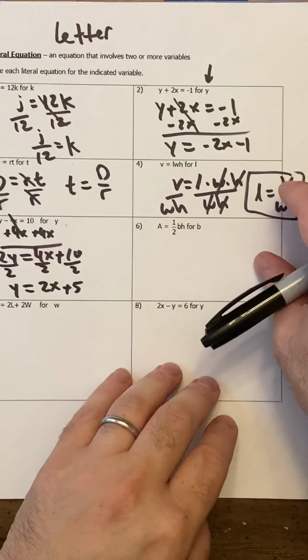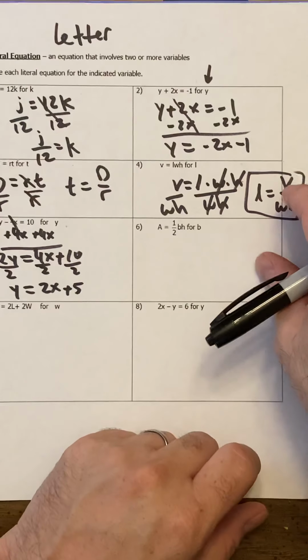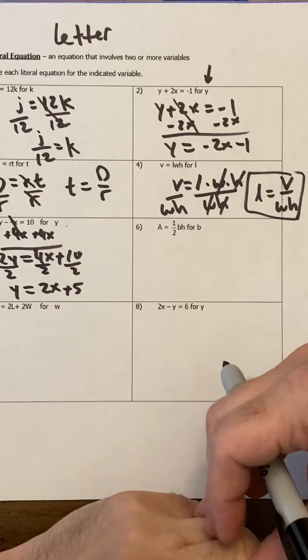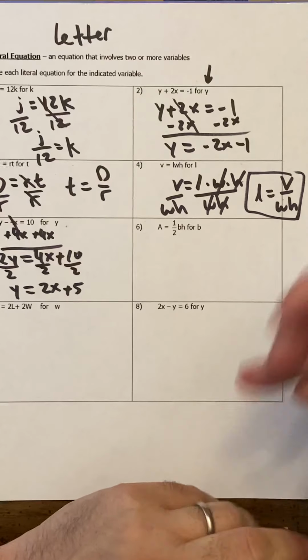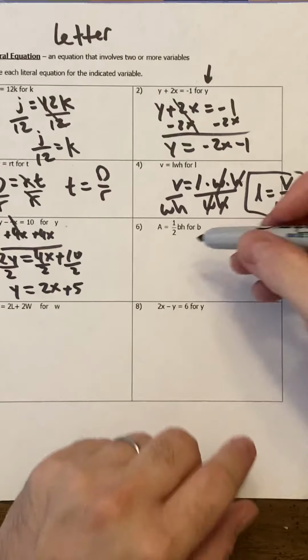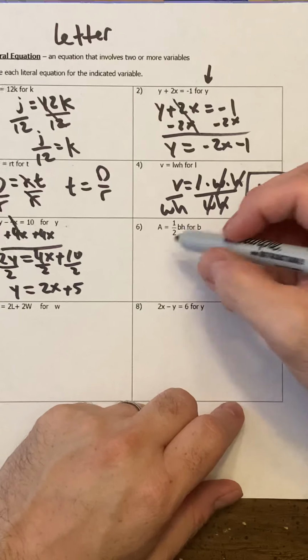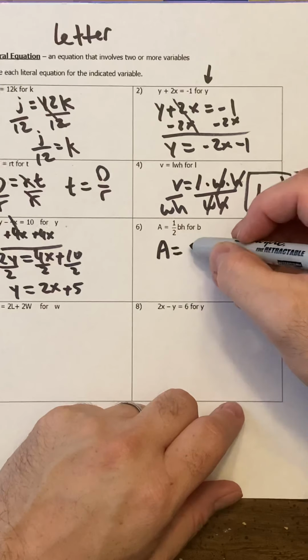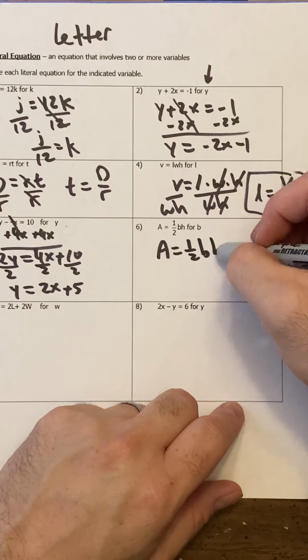Here's an interesting one because this one has a fraction in it. And as I told you before, it's not so difficult to work with fractions, especially if you have a graphing calculator. But we want to get b by itself. Let me write this a little larger. We have A equals 1/2 bh.